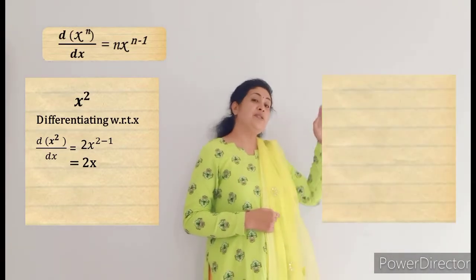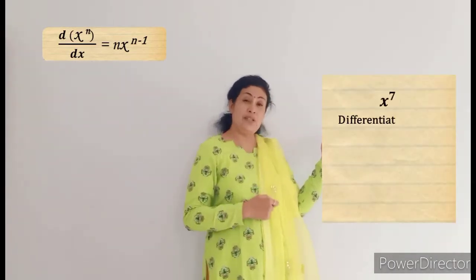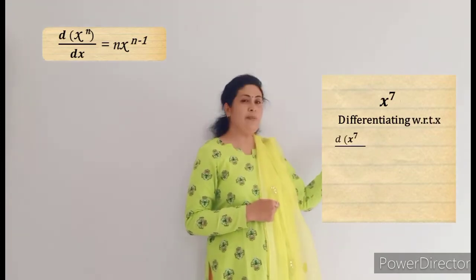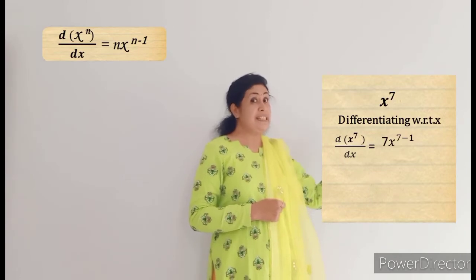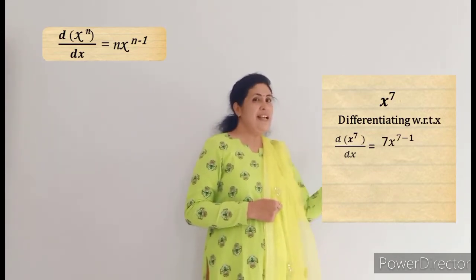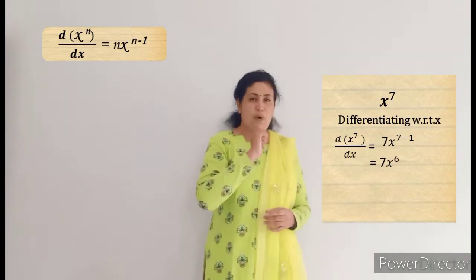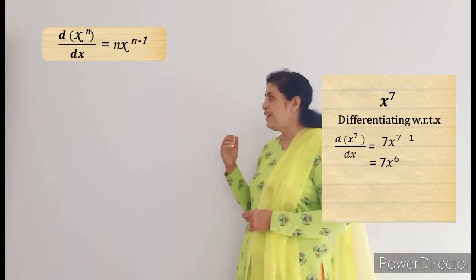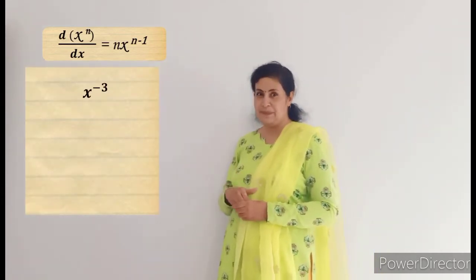Let us take one more example. Say x raised to 7. So differentiation of x raised to 7 with respect to x will be 7 x raised to 7 minus 1. What is it? 6. So 7 x raised to 6. Right? One more example. What if it is x raised to minus 3?